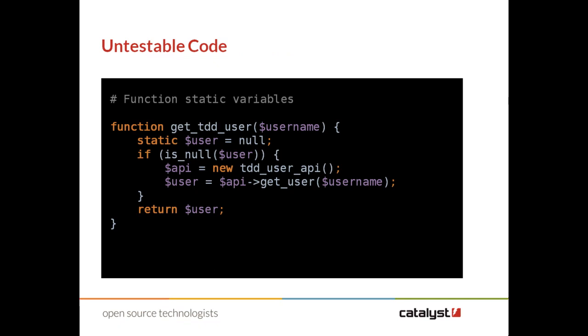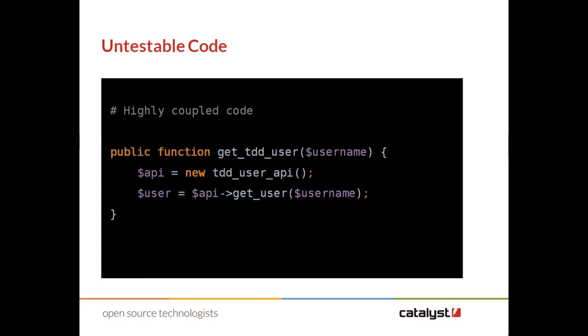Talking about untestable code, the thing that annoys me most is finding static variables inside functions. In this case, the user variable is going to be stuck with its cached version the first time the test runs. There is no chance to change it afterwards. It would be better to have it defined as a field in a class instead.